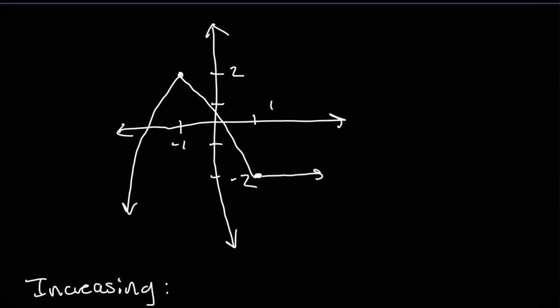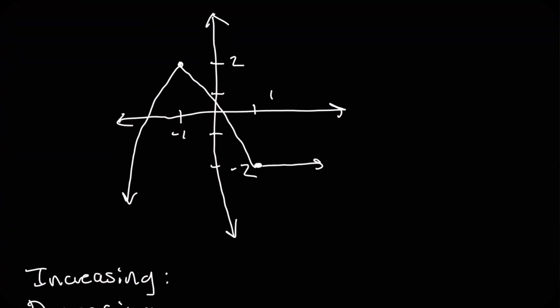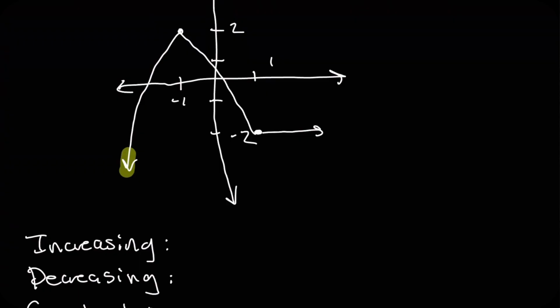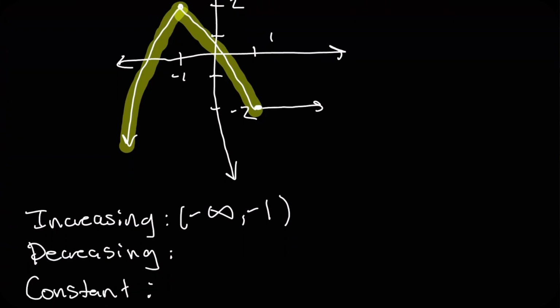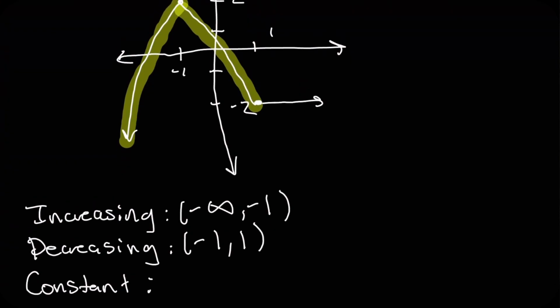How about this one? We have increasing from -infinity all the way to -1. So go ahead and write that. Increasing from -infinity to -1. And then we have decreasing from -1 to, actually it is a +1. And then finally we have constant from our +1 all the way to +infinity.